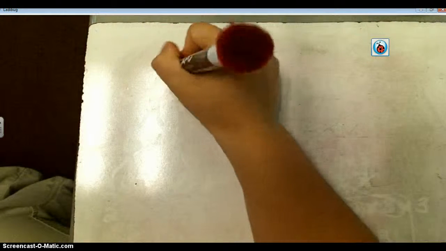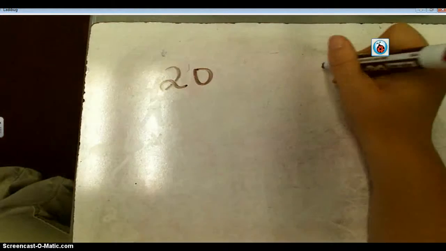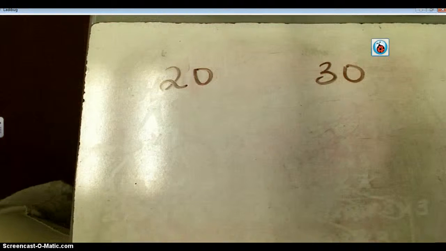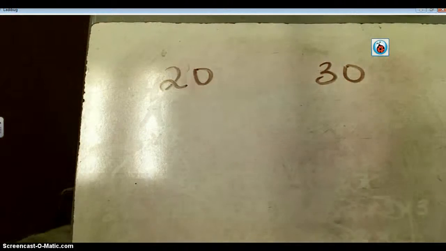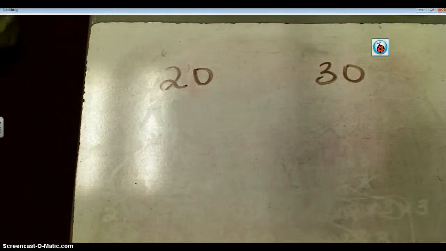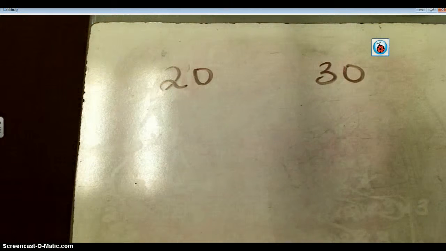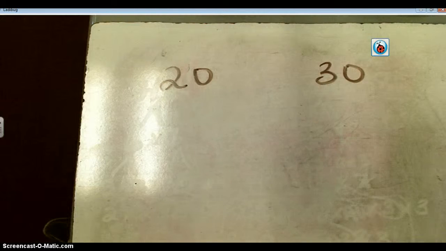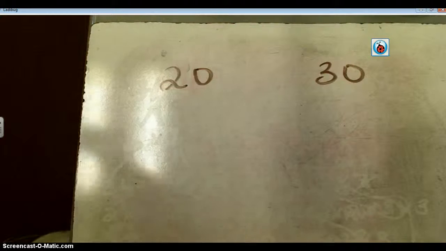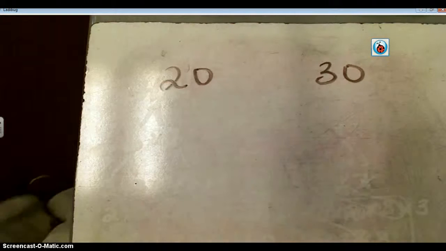We're going to do 20 and 30. Do this one on your own. The 2 factors that you found in both numbers were what? 2 and 5. What do we call those 2 numbers? Factors. Not just factors, but what those 2 numbers have in common, so they become known as common factors.